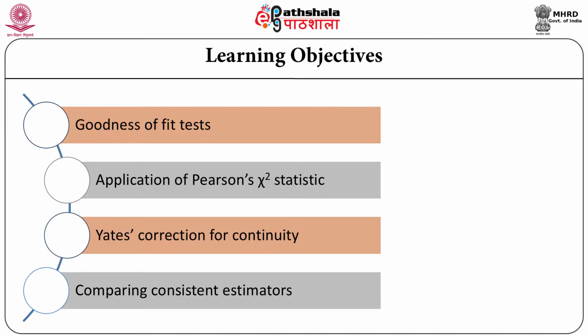So starting from consistent estimators, we shall discuss comparison of consistent estimators, that is finding the best estimate among some consistent estimators, and then pass on to asymptotic relative efficiency and give some examples to explain the concept.